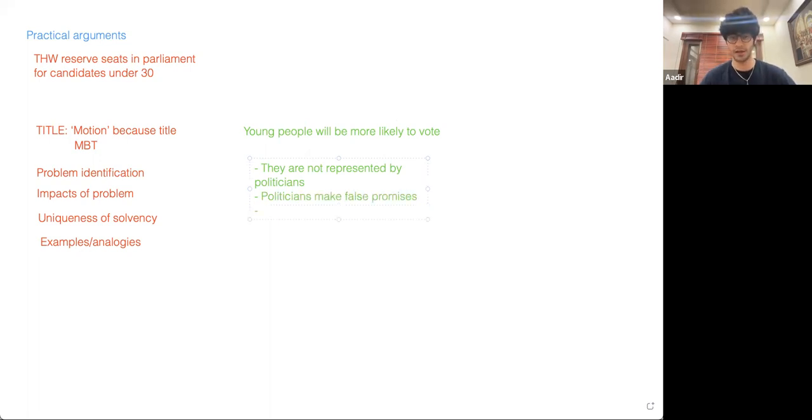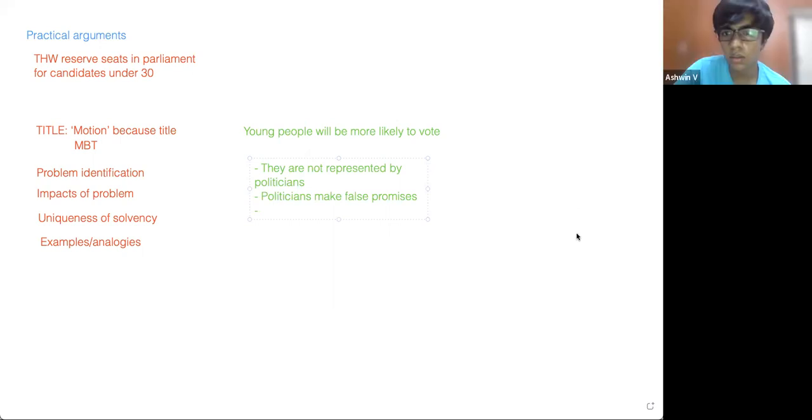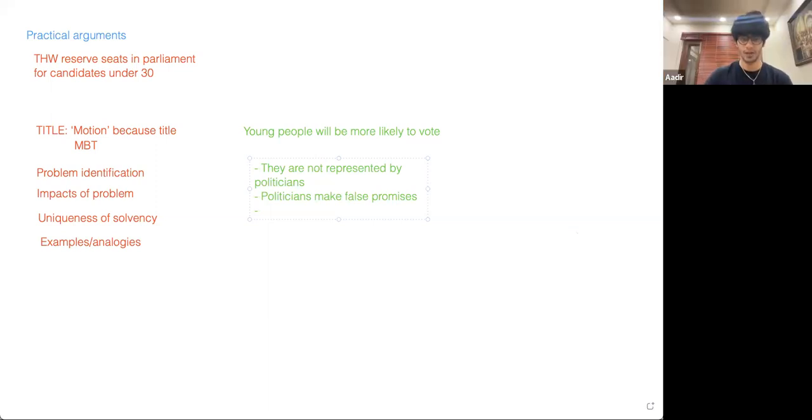Yeah, you've had your hand up for a while, Ashwin. I think my point was already covered. My point was they lose faith in the political system. All right. I think that's good enough for this drill.